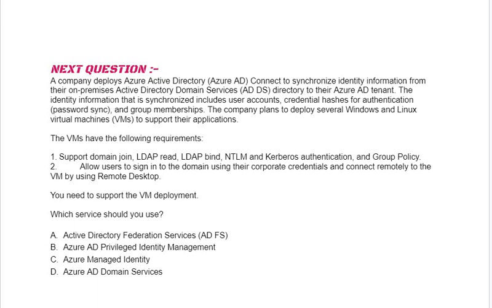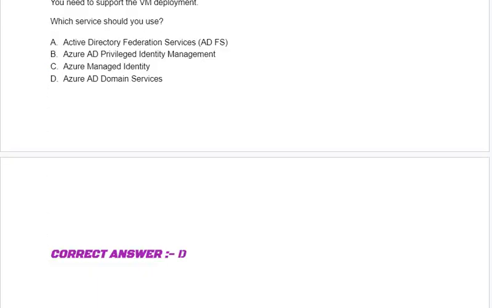Option A. Active Directory Federation Services AD FS. Option B. Azure AD Privileged Identity Management. Option C. Azure Managed Identity. Option D. Azure AD Domain Services. Correct answer is option D.